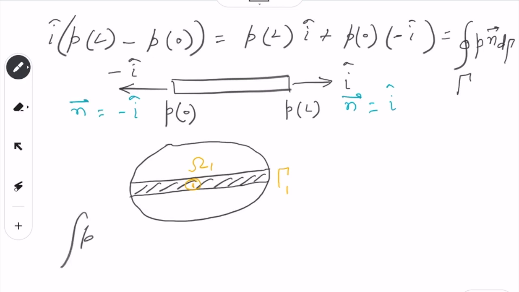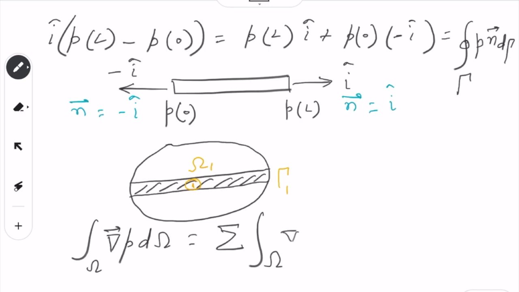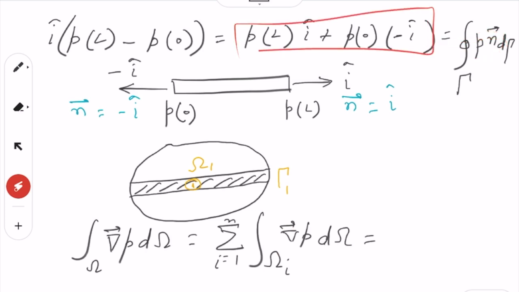So that really means that if we have some P which is defined over the whole domain, the gradient of P over the whole domain will be equal to the summation of the integral over omega i of dP by d omega i, right. We can sum it from 1 to n, the number of strips that we are making to complete this one. So for just one strip we know that we get this kind of thing, right. So what do we get? We get something like this.